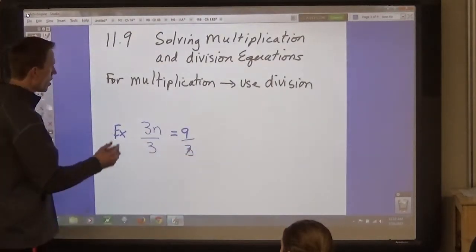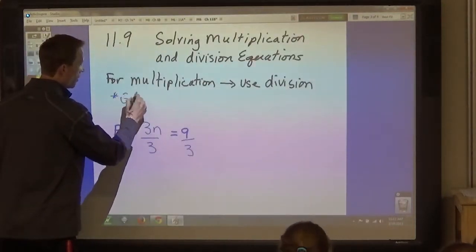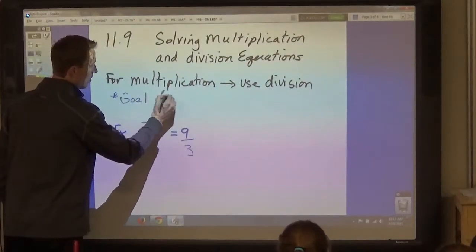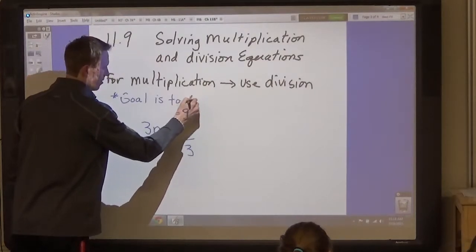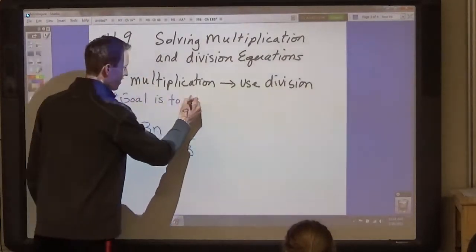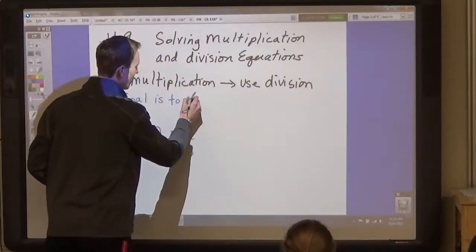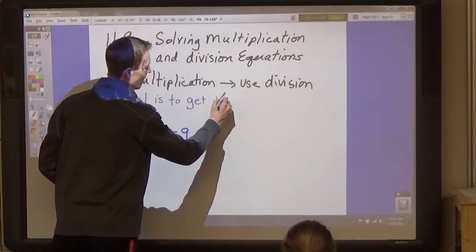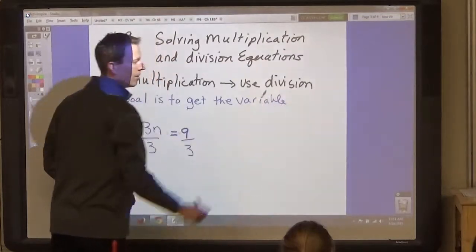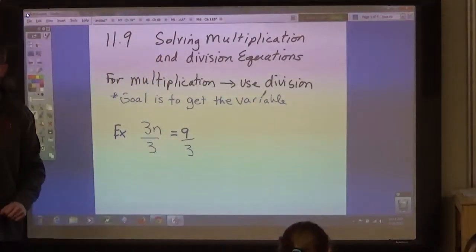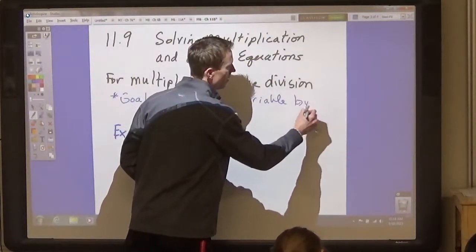Now, our goal, whenever we're solving, is to get the variable... How would you finish that? Lily? By itself. Yep. By itself.